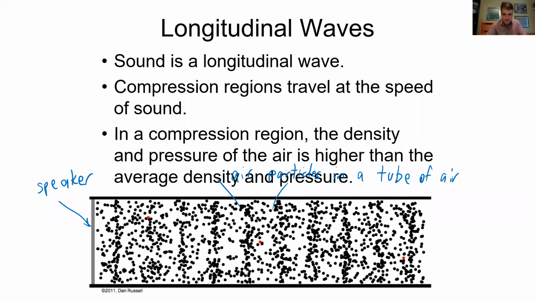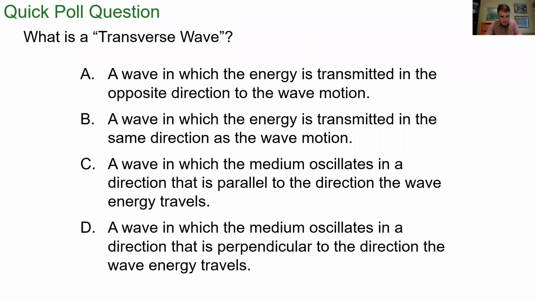You guys want to do a poll? Okay. What is a transverse wave? Is it A, a wave in which the energy is transmitted in the opposite direction to the wave motion? B, a wave in which the energy is transmitted in the same direction as the wave motion? C, a wave in which the medium oscillates in a direction that is parallel to the direction the wave energy travels? Or D, a wave in which the medium oscillates in a direction that is perpendicular to the direction the wave energy travels? One of those is what I just said. Can you spot it?